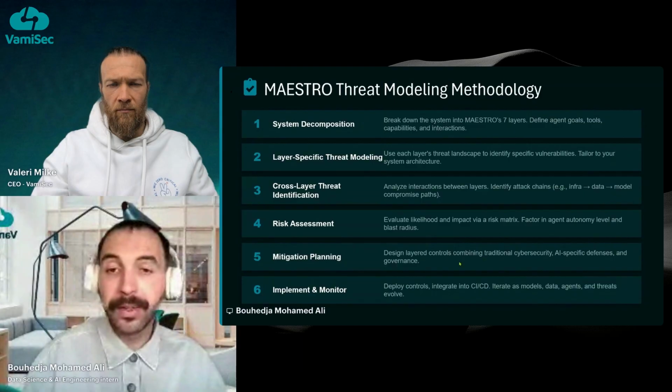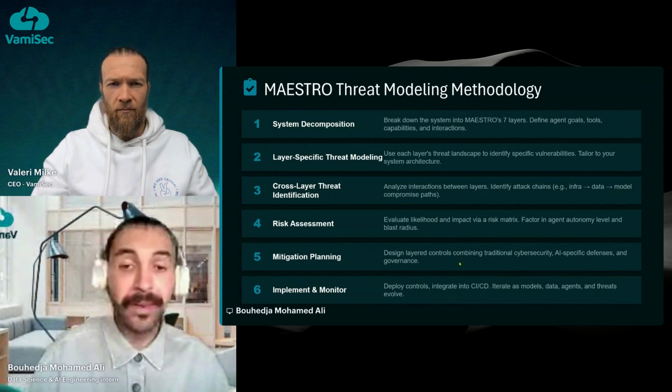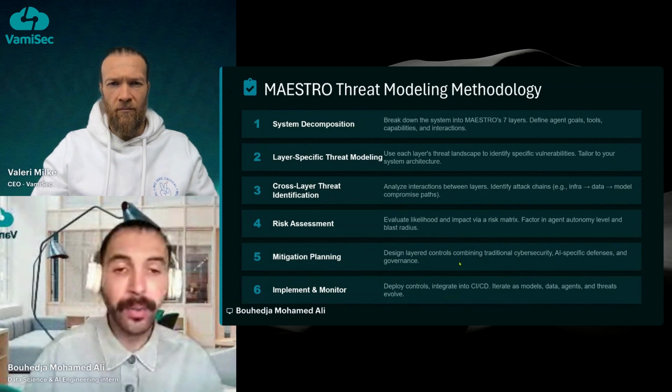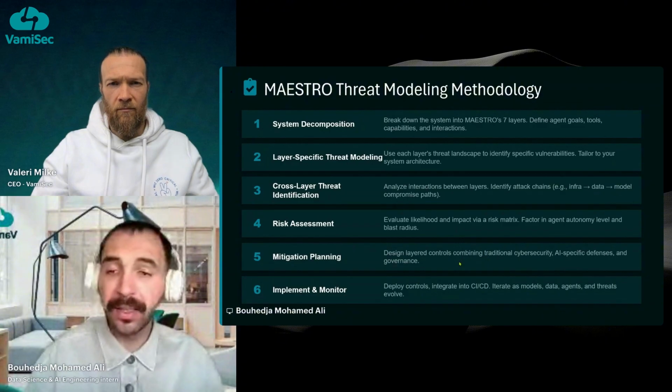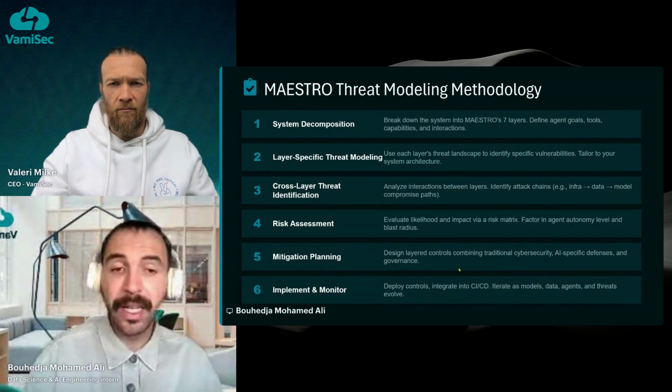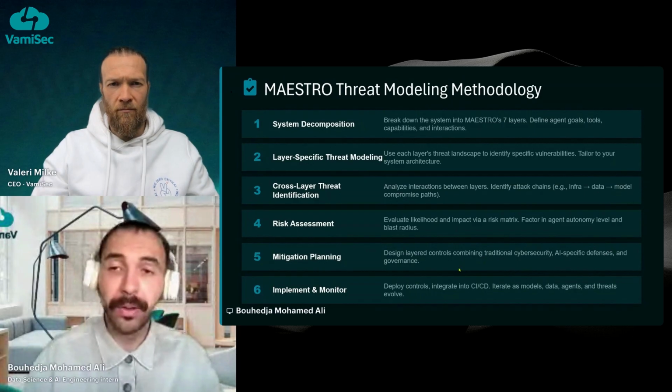Step four is risk assessment. After identifying threats, we evaluate both likelihood and impact. Step five is mitigation planning. Based on the risks, we design the defenses. And finally, step six is implement and monitor. Threat modeling is not a one-time exercise. Controls need to be operationalized in engineering and CI/CD processes, and then continuously monitored and refined as models, agent tools, and threats evolve.